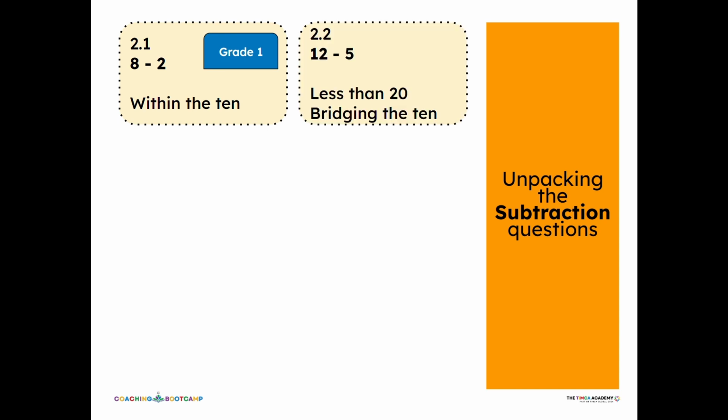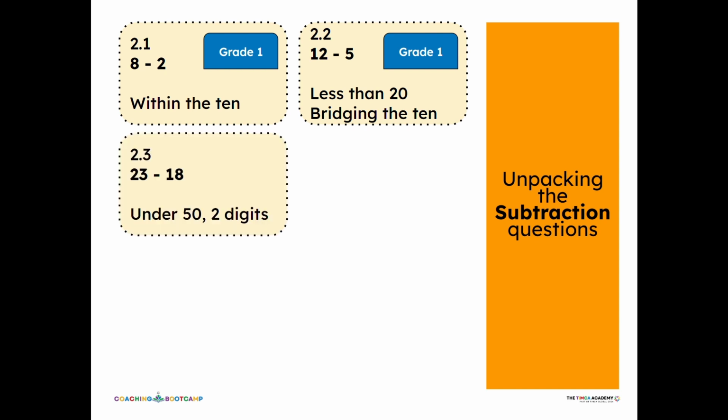Second question, 12 minus 5, we're now working still with less than 20, but again we're bridging over the 10. So we're going 12 and we're going backwards 5 places, and that is still grade 1. The third question, 23 minus 18, again, we're working now beyond 20, but we're still under 50, but we've now gone up into 2 digits. And this is grade 2 level.